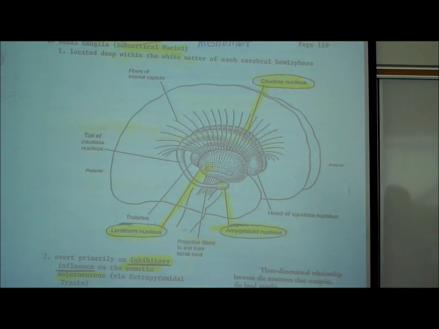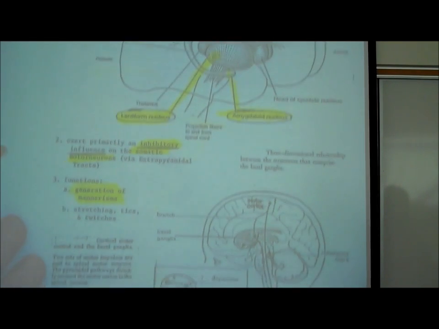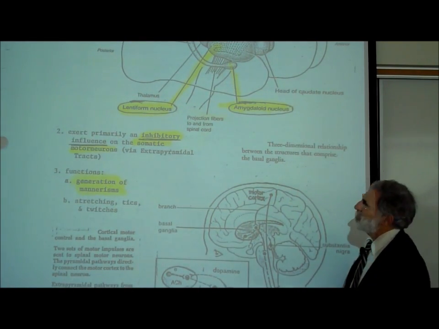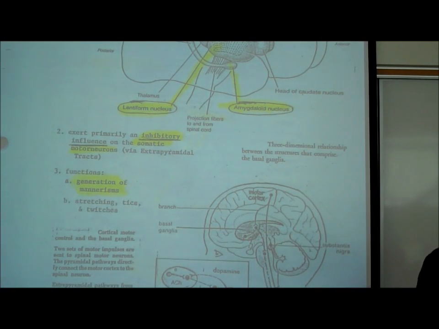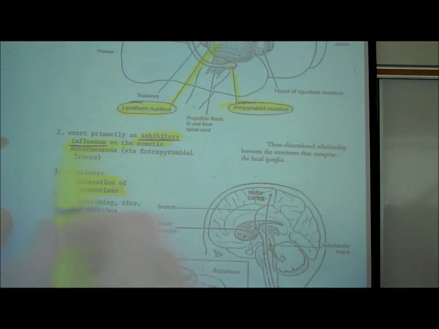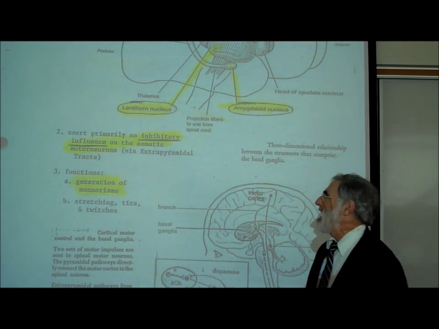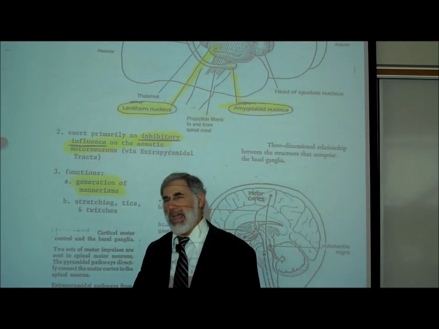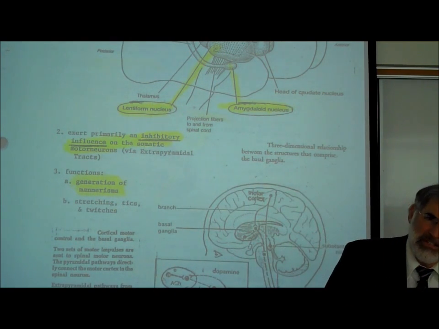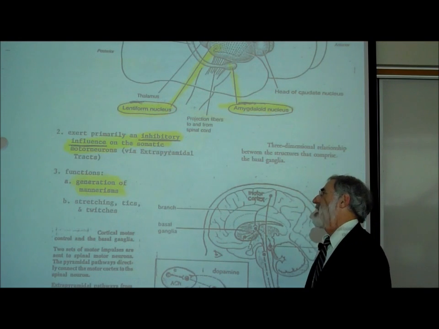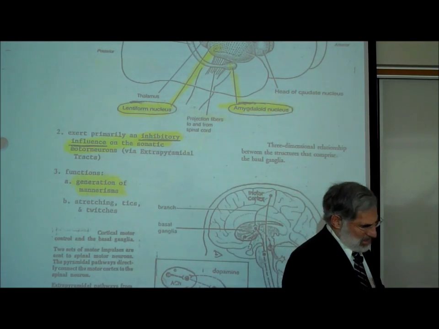Now, it appears that these areas of the brain, as we wrote below, primarily exert an inhibitory influence on the somatic motor neurons. And by exerting an inhibitory influence on the somatic motor neurons via the extrapyramidal tract, this involuntary pathway, this area of the brain inhibits activation of somatic motor neurons that control our skeletal muscles.